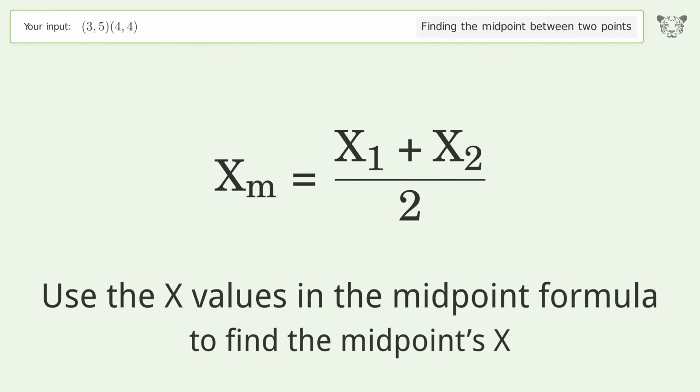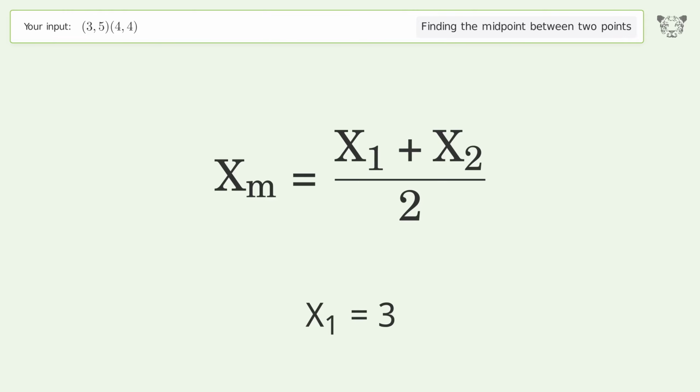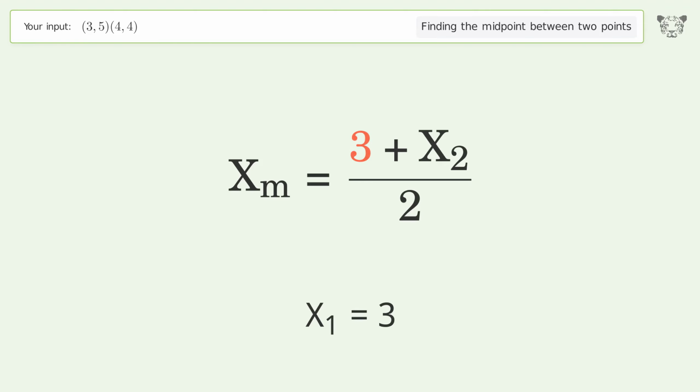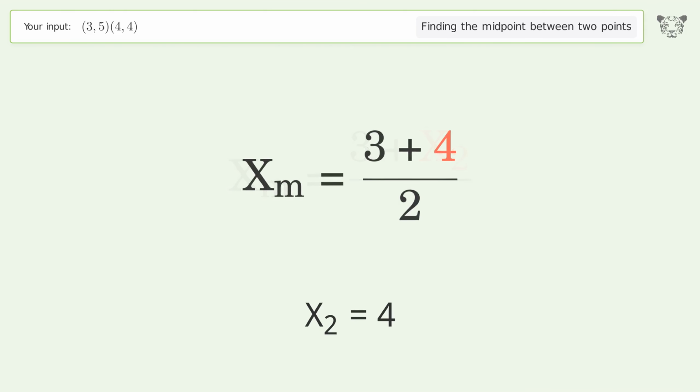Use the x values in the midpoint formula to find the midpoint's x. x1 equals 3. x2 equals 4. Simplify the arithmetic.